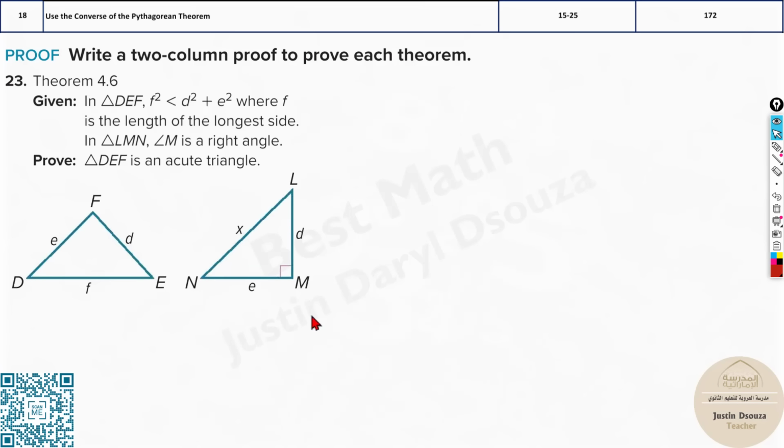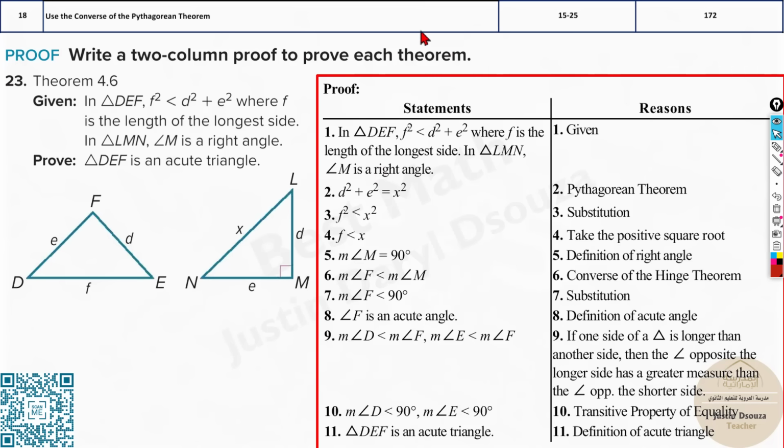Now we have to prove this. Since this is in the electronic part, I will just run through the proof. I don't think these questions will be asked in the electronic part. The previous questions are more likely to come in the exam.